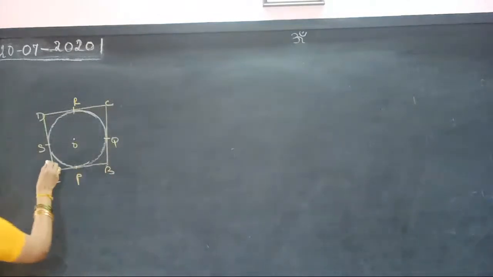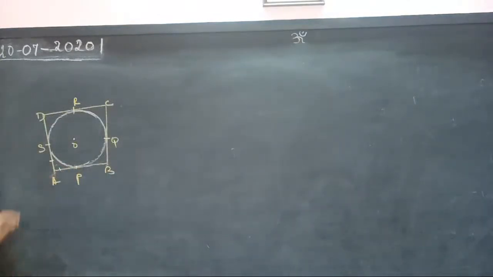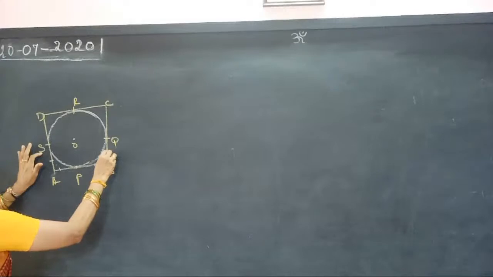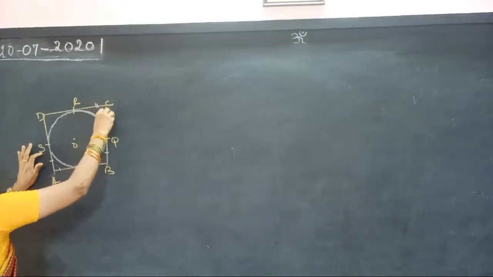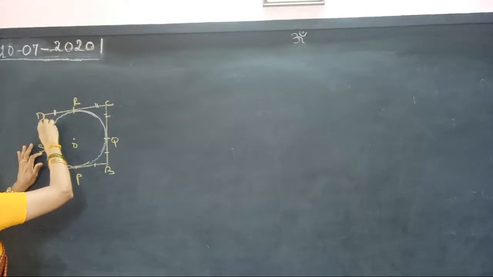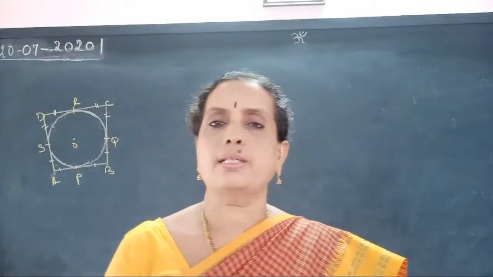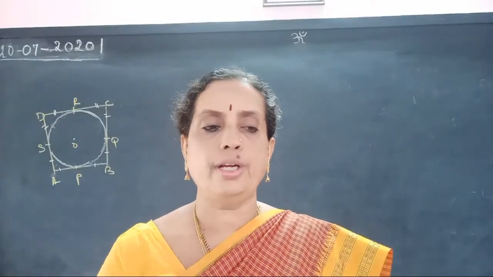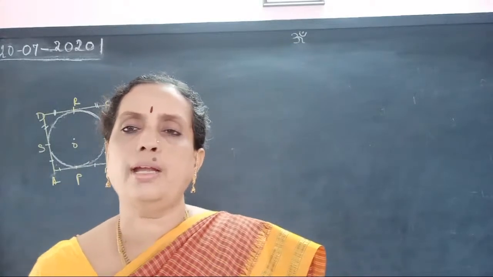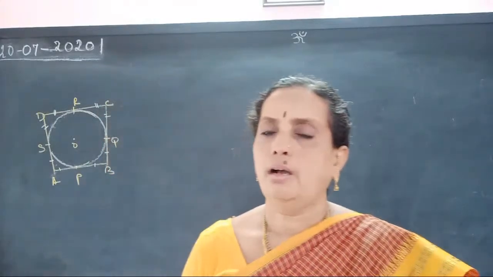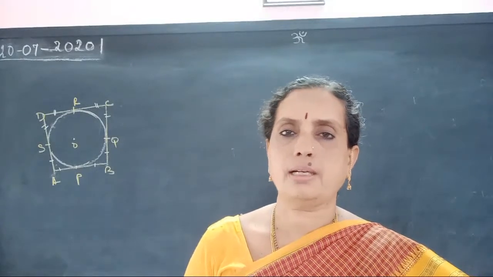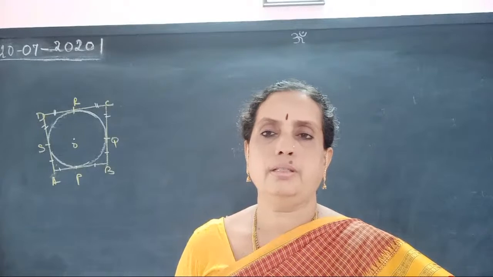Here, these two are a pair of tangents. Do you agree? They are tangents. AP equals AS. They are touching the circle at points P and S. Similarly, BP equals BQ, CR equals CQ, DR equals DS. So we have four sets of tangent pairs. Adding the results according to the condition, we can prove that the sum of the opposite sides of a quadrilateral circumscribing a circle are equal. Okay?